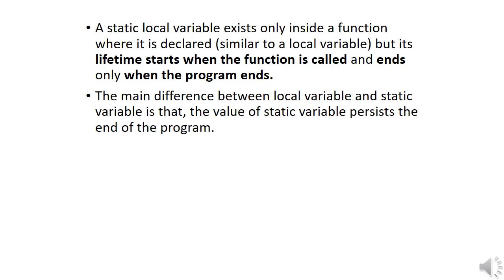These points I have already explained in the previous slide. Just go through these points quickly. A static local variable exists only inside a function where it is declared. That is similar to local variable, but its lifetime starts when the function is called and its lifetime ends when the program ends. The main difference between local variable and static local variable is that the value of static variable persists till the end of the program.